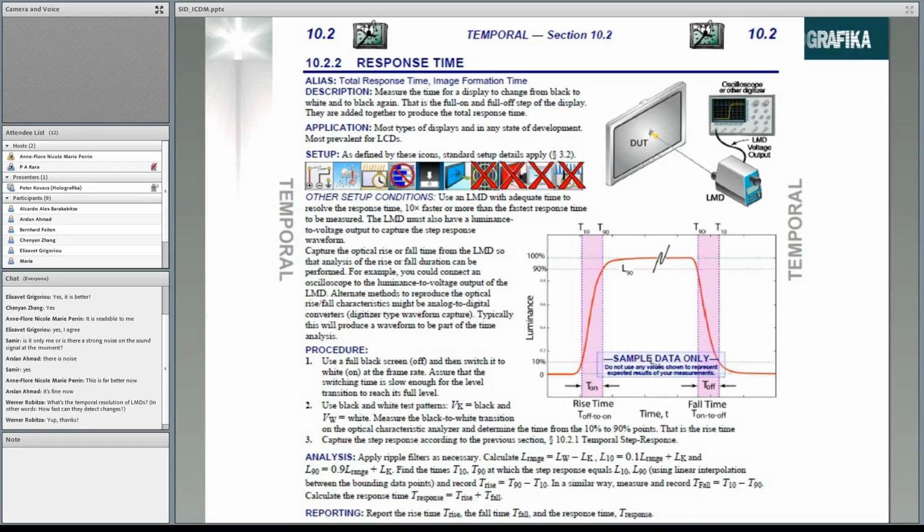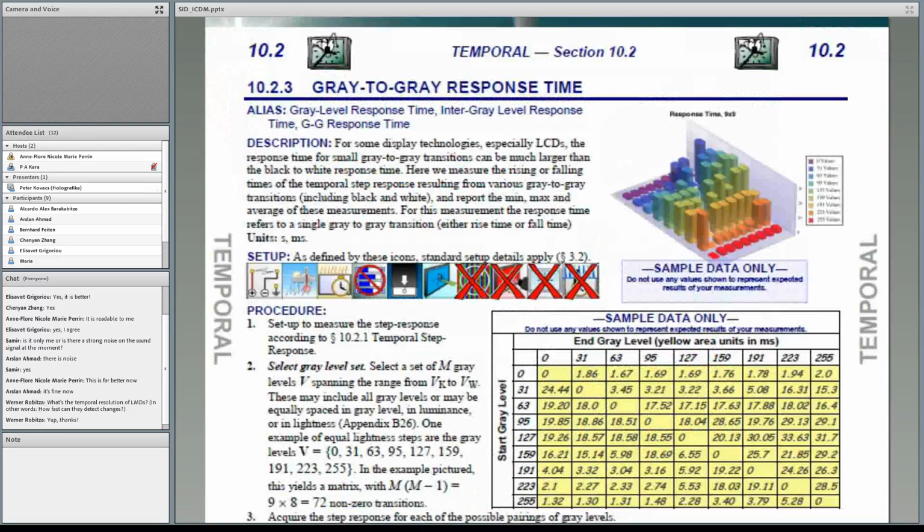Okay, good. Okay, so one may think that this is all about response time, but turns out that it's not. Because if you look at this other measurement, which is gray to gray response time, you will realize that it is explicitly stating that in case of the LCDs, it can very well happen that if you are measuring the transition time or response time from black to white or white to black, then it's not necessarily the same when compared to jumping from one level of gray to another level of gray.